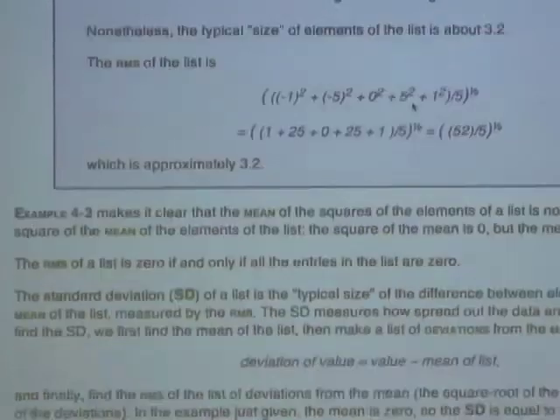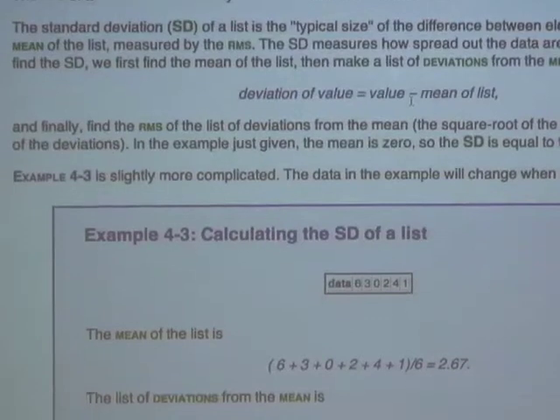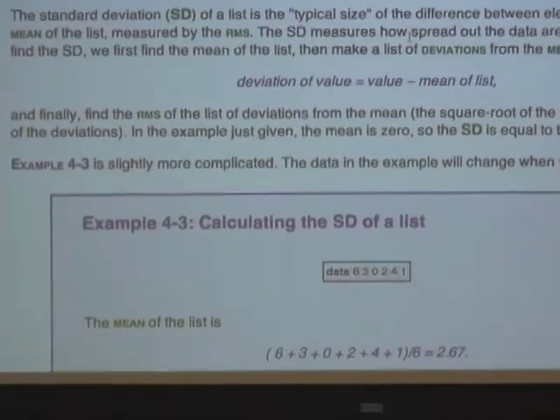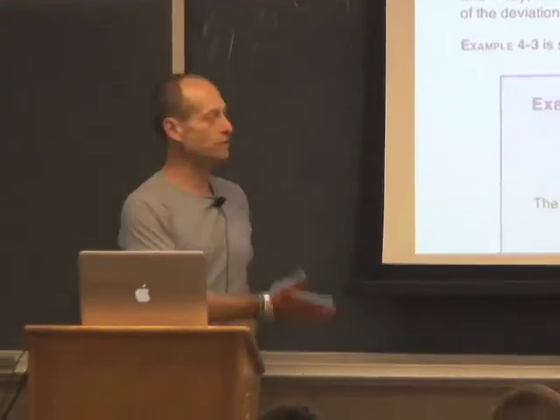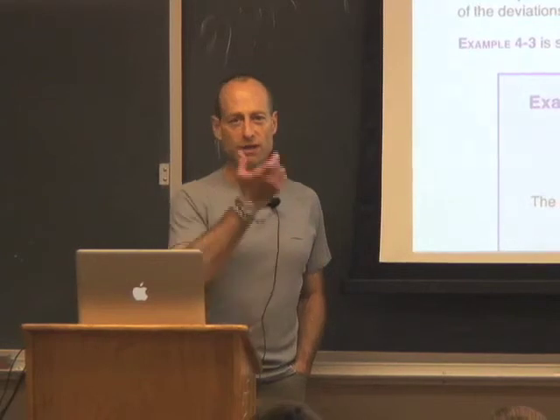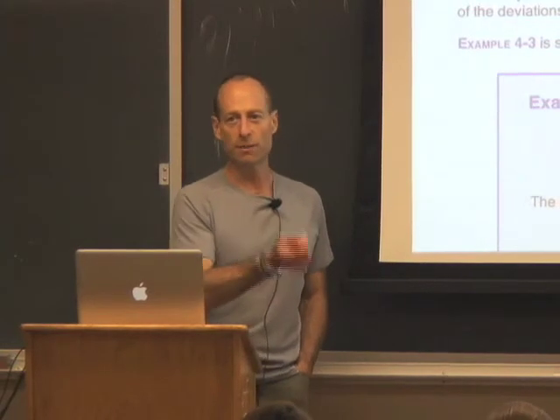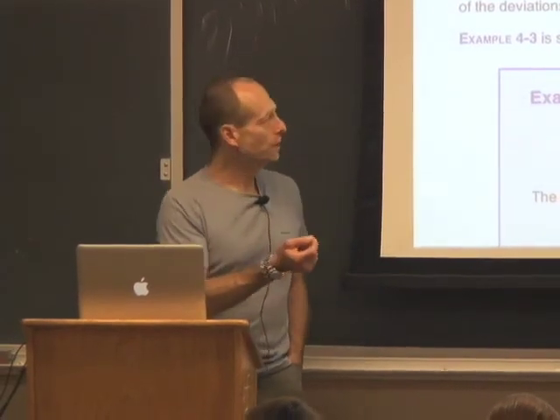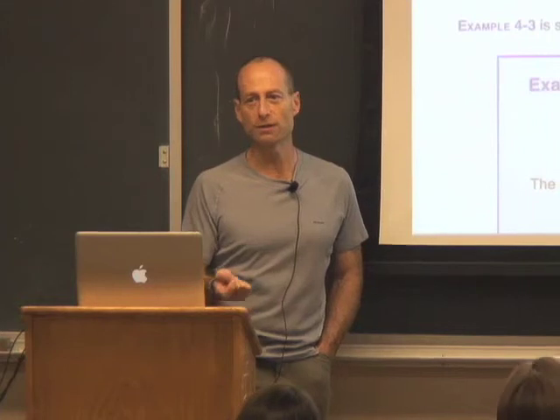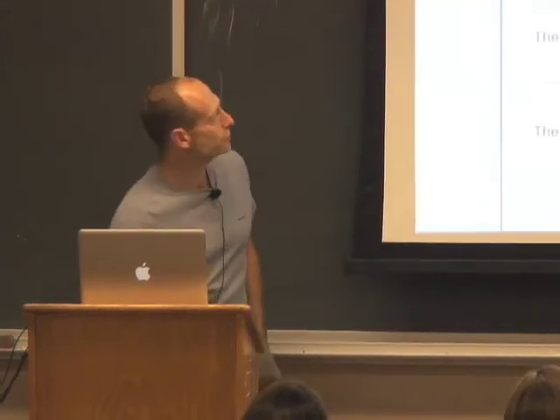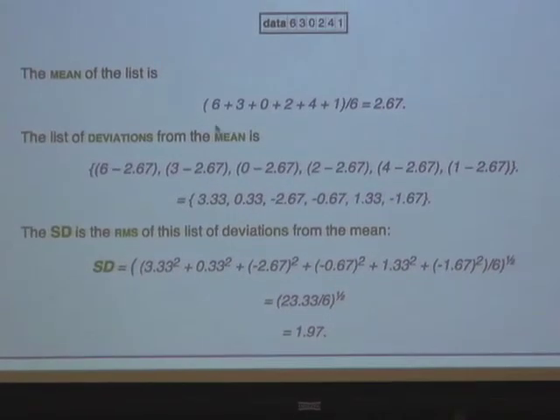All right. Okay, what's the SD of a list? Well, we take the list of numbers and we turn it into a list of deviations from the mean. From each number in the list, we subtract the mean of the list. That gives the deviation of that element of the list from the mean. Okay? So then the standard deviation is the RMS of that list of deviations from the mean. So if we had a list of numbers like this, 6, 3, 0, 2, 4, 1, to find the standard deviation, first we'd find the mean of the list.